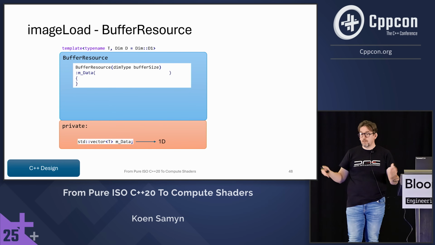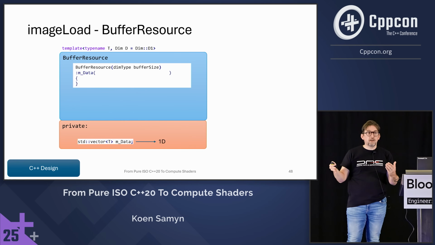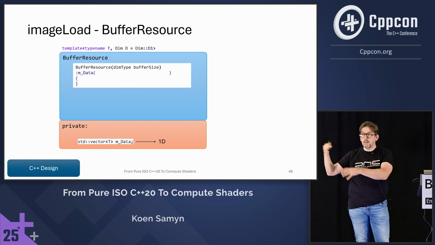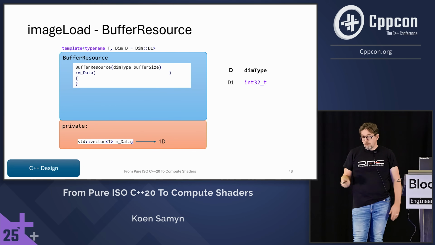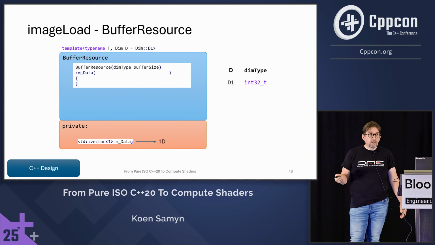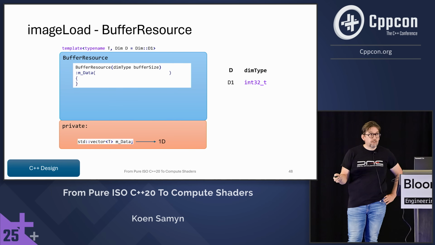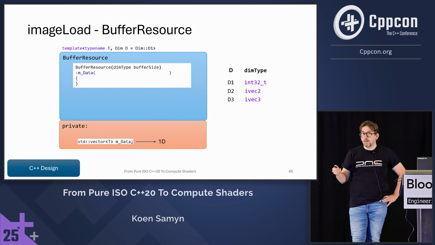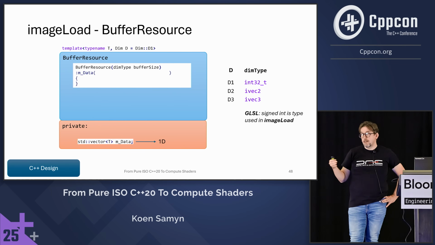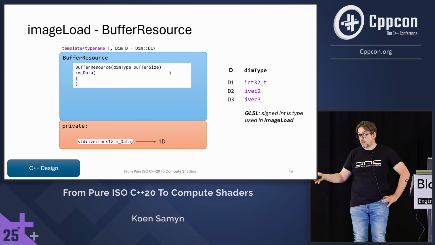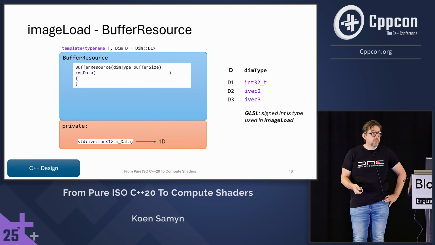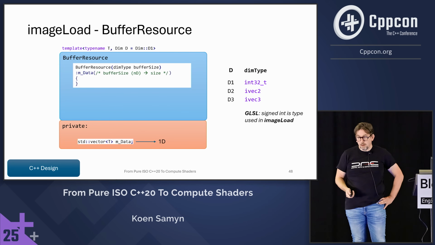So not with the full size, but I want to be able to say, I want to create a buffer resource with width 640 and height 480 to make it more readable. So the dim type, what should that be? It should be int32_t for one-dimensional data, IVEC2 for two-dimensional, and IVEC3 for three-dimensional. There's a simple reason for that. I'm not using size_t, but also to correspond with GLSL, I'm using int32_t as base type for indexing.